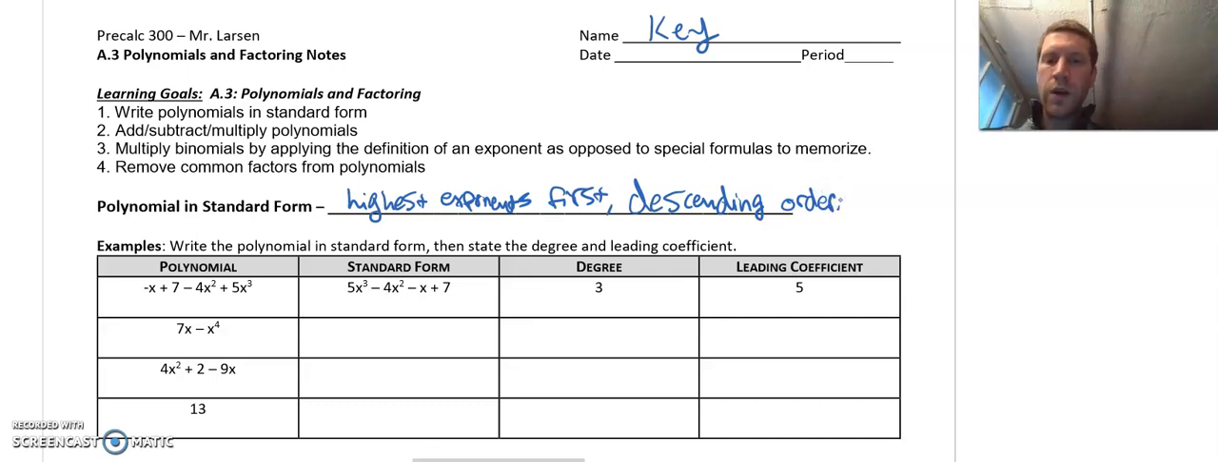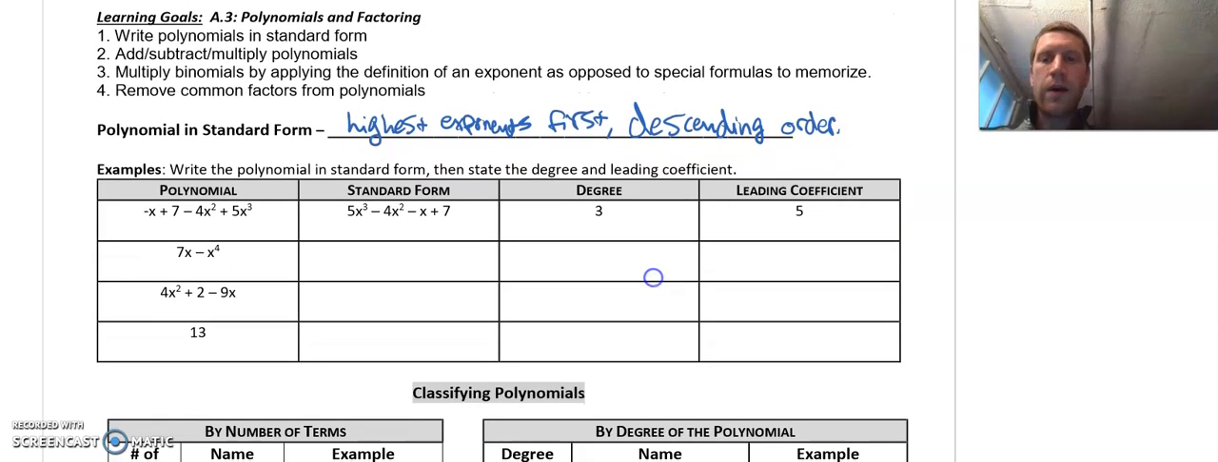Okay, so what we're going to look at is a couple polynomials in the left column here. We're going to rearrange it to standard form in the second column, and then we'll talk about what's the degree and what's the leading coefficient, both of which come into play when we're graphing. So for the second one, 7x minus x to the fourth, we want the highest exponent first. Be careful you keep the signs the same so that x to the fourth is negative.